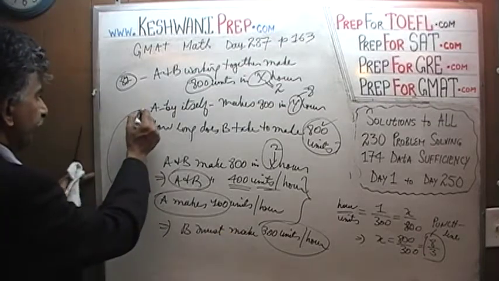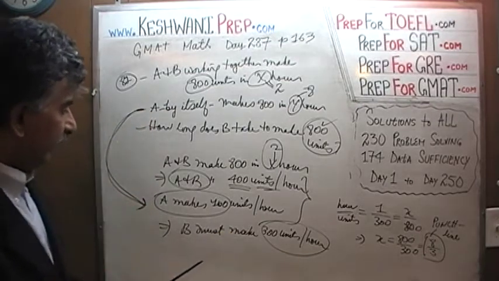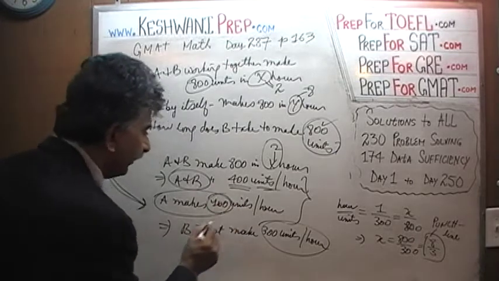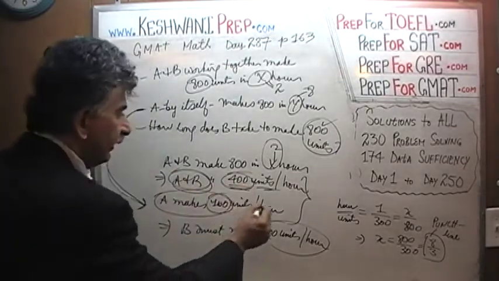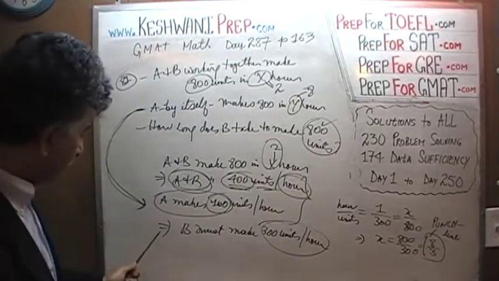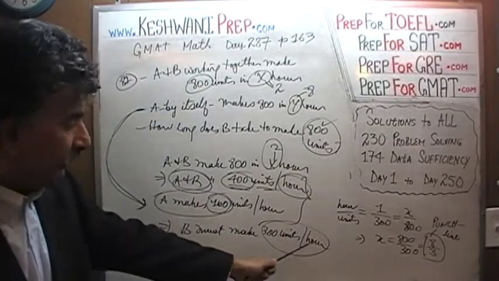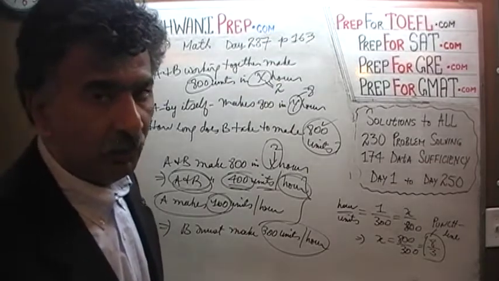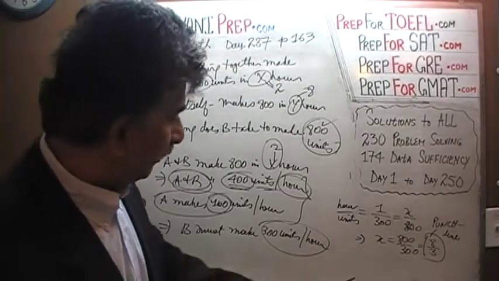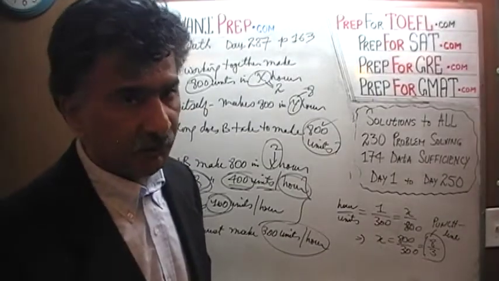See, it follows from here. If A is making 100 units every hour, and together they're making 400 units every hour, then that implies that B must make 300 units every hour. And the question is, how long will B take to make 800 units? And the answer is 8 over 3. Let's see which of the answer choices gives us 8 over 3, shall we? Let's go through it.